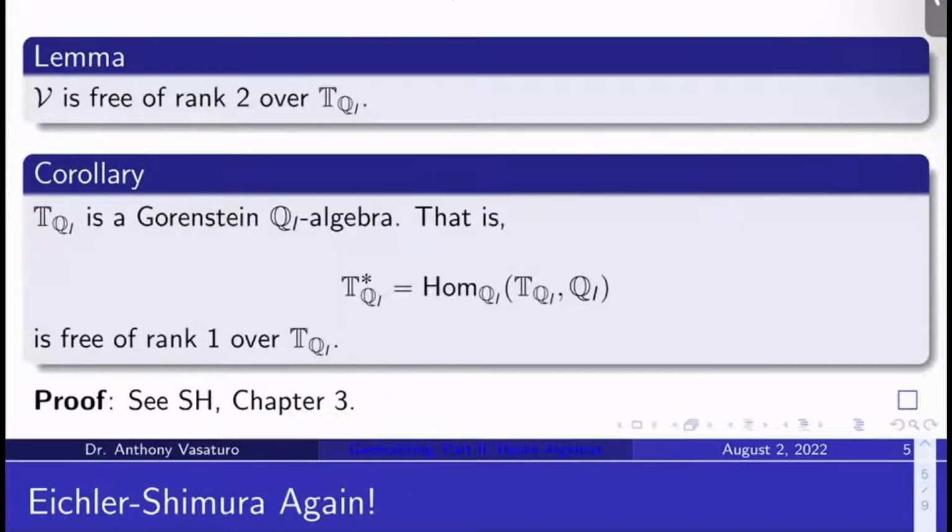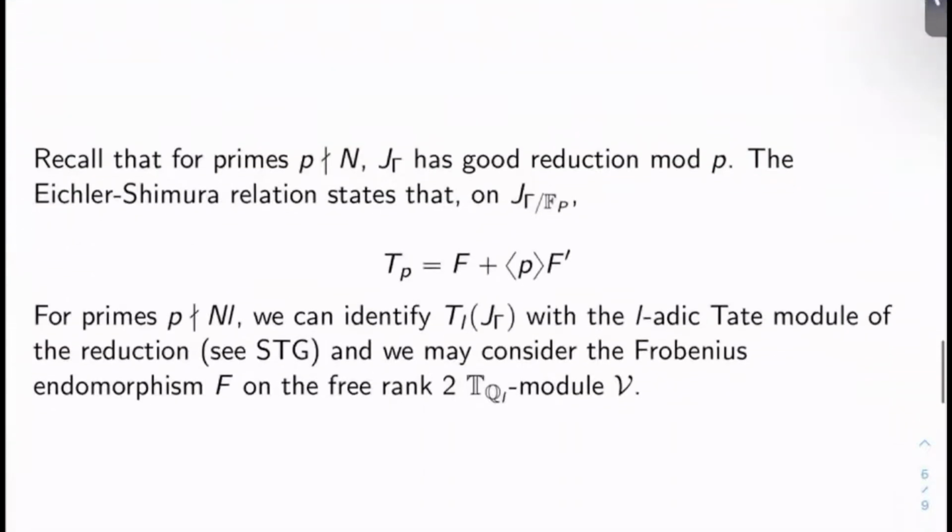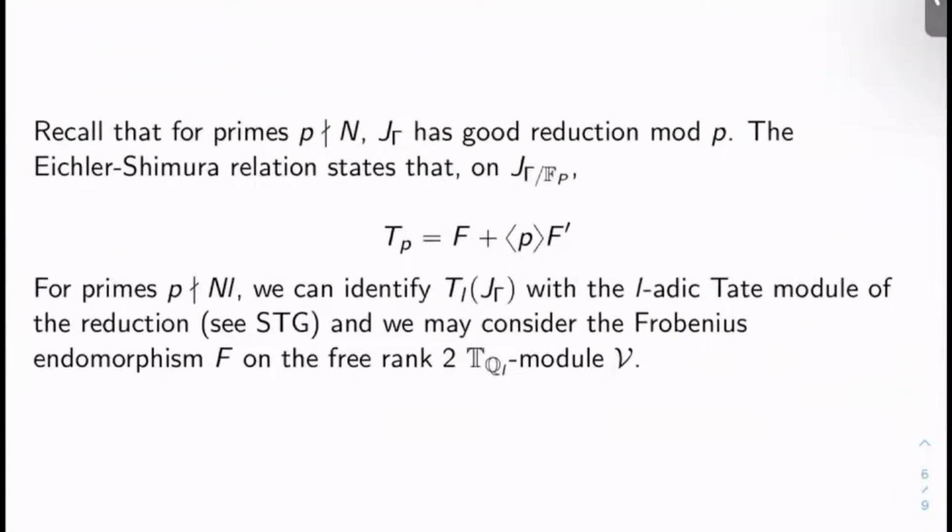Okay, and for summaries, you can see the Darmon-Diamond-Taylor notes, chapter 1. Let's bring Eichler-Shimura back now. Let's recall that for primes p that don't divide N, J_gamma, the Jacobian, has good reduction mod p. And then Eichler-Shimura states that on J_gamma over F_p, the reduction, T_p is F plus diamond p F prime, where F prime is the transpose of F, given by the theory of dual isogenies.